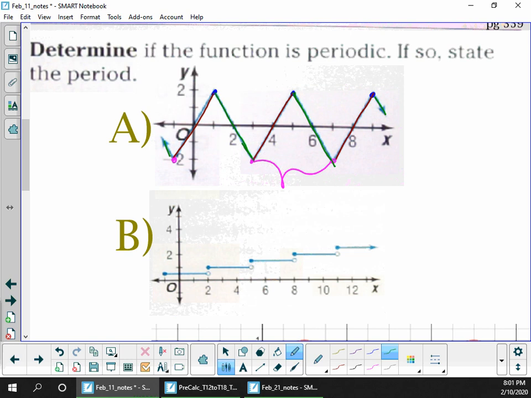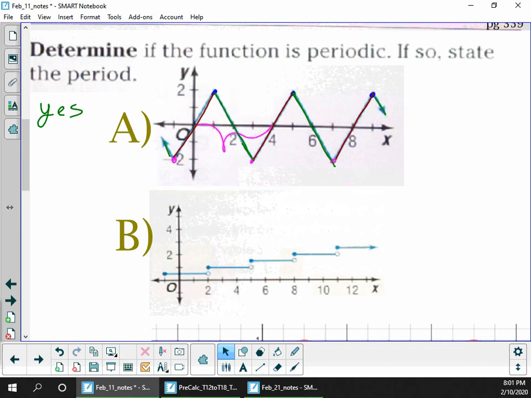So what we're seeing here is that, yes, we have repeating y values on a specific amount of time. They're repeating very, very often. Well, the question is, how much is this gap right here? Well, if I put that there, it says it's 4. The period is 4.